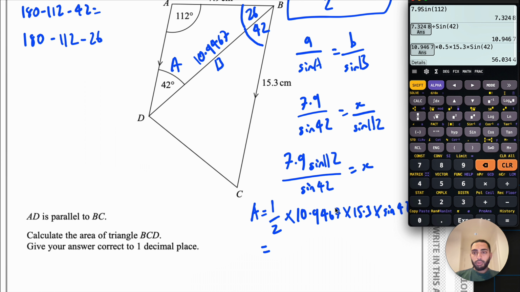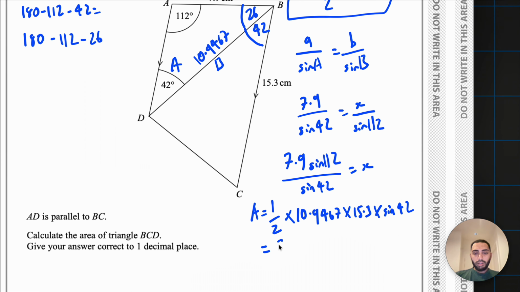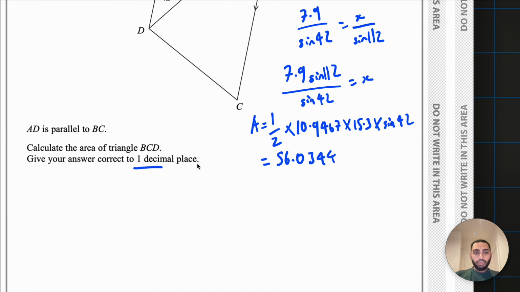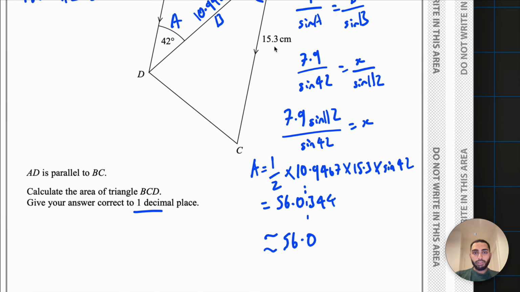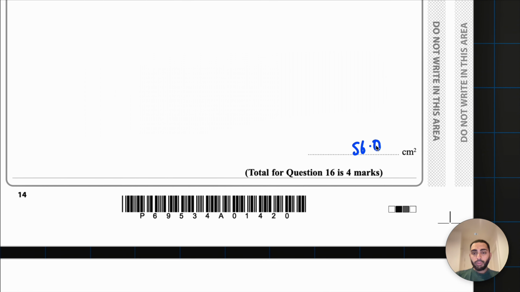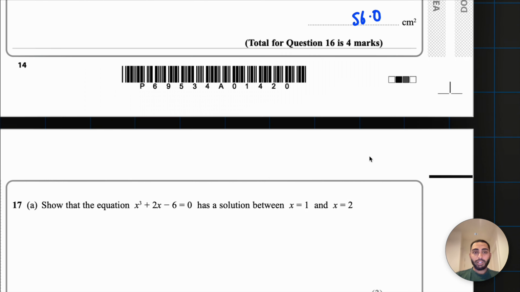Which is 56.0344. We want to round it to one decimal place, so our line would go here. It's going to round down to 56.0, and the units were in centimeters, and it's an area, so centimeters squared. And you would have to write the 0.0 because we want it to one decimal place.